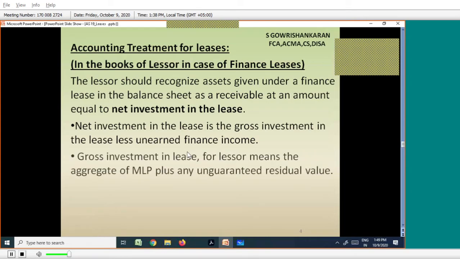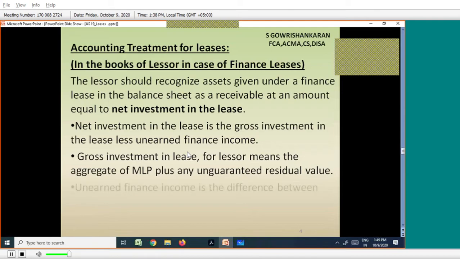Then what about gross investment in lease? Gross investment in lease for the lessor means the aggregate of MLP. Add all the lease payments plus guaranteed residual value plus any unguaranteed residual value. MLP means lease payments plus guaranteed residual value, and also the unguaranteed residual value is added. That is what I discussed. That is the difference between the lessee and lessor books.